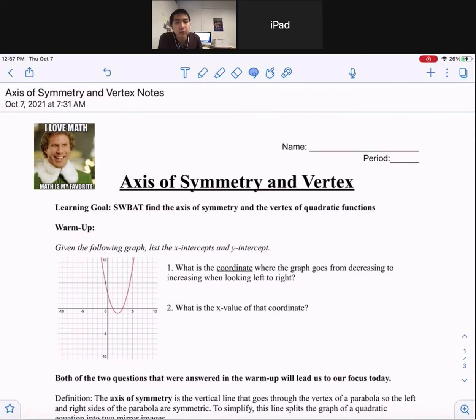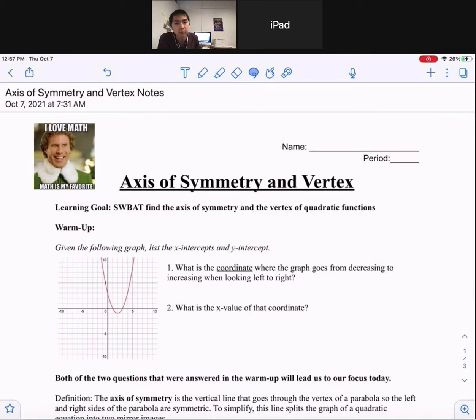Okay, so learning goals: students will be able to find the axis of symmetry and vertex of a quadratic function today. So here's your guys' warm-up. Pause the video and see if you guys could do the first two questions by yourself, okay?